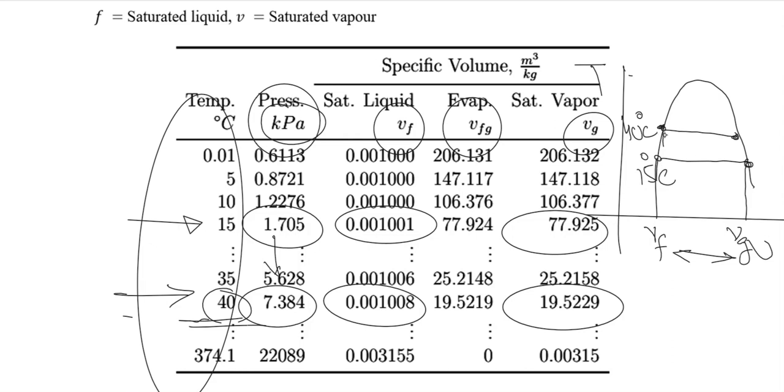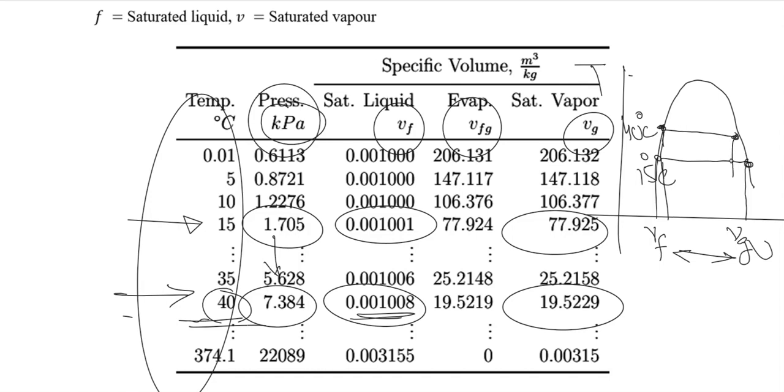Now let's check the volume Vf. The graph is tilted a little bit forward now, so our Vf would be greater than at 15 degrees centigrade. Previously it was 0.001001. Now it has increased a little bit to 0.001008.